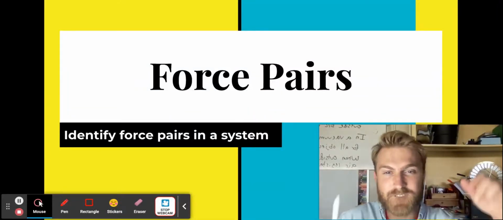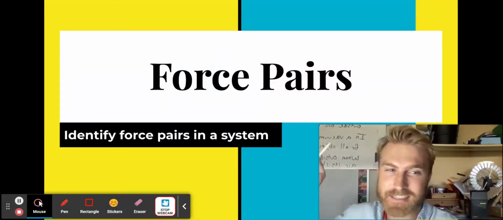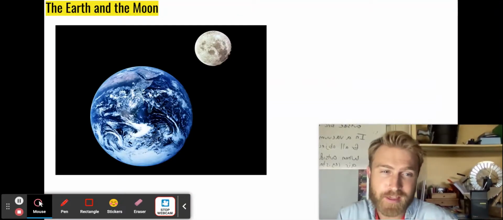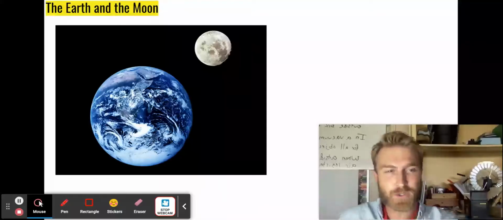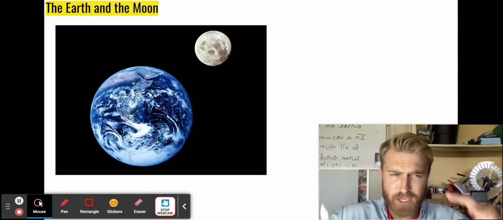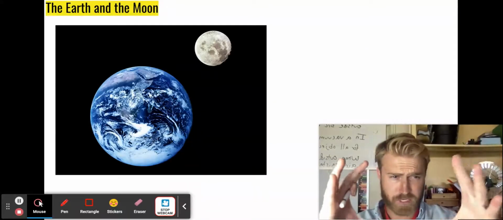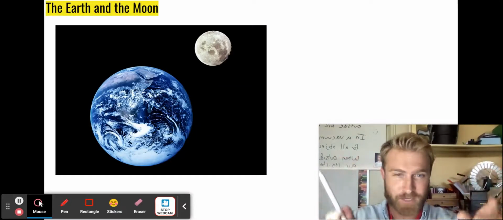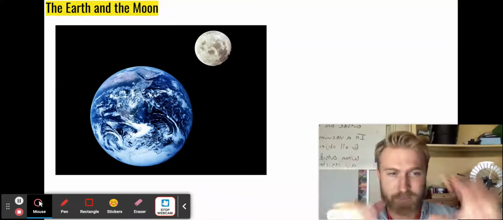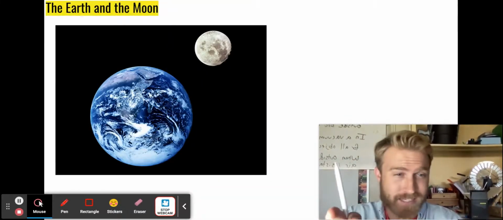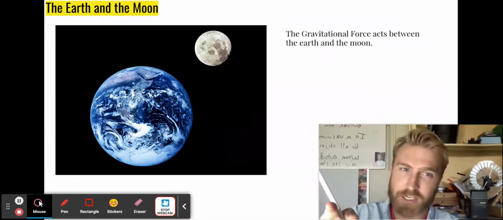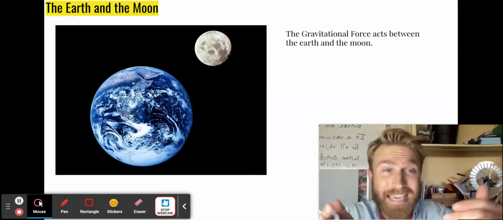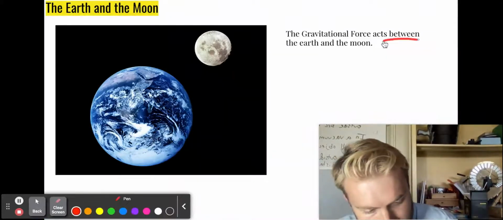Let's identify force pairs in a system. So we have the Earth and the Moon. The Moon is not going to float off into outer space. It's going to stay in orbit around the Earth. And the Earth feels a force from the Moon, because we have the ocean. It bulges out. We call that tides. And it also wobbles a little bit as well. What is that force that connects the Earth to the Moon? The gravitational force acts between the Earth and the Moon.